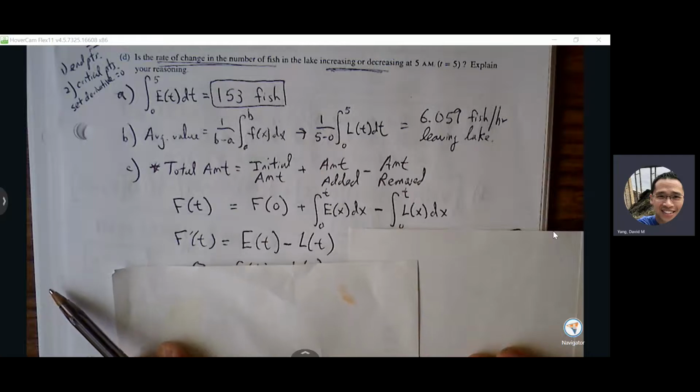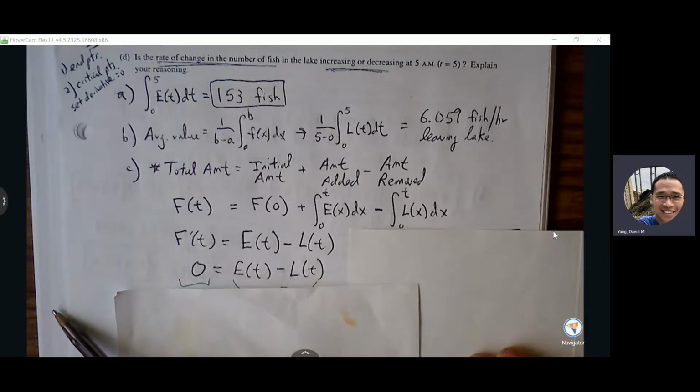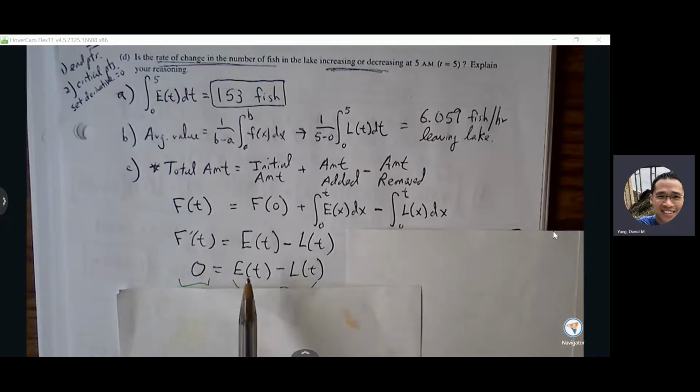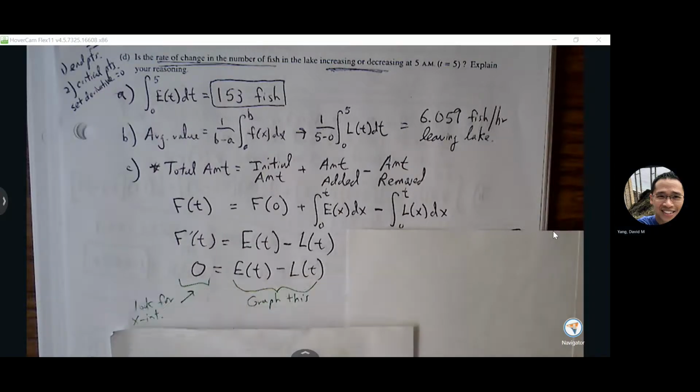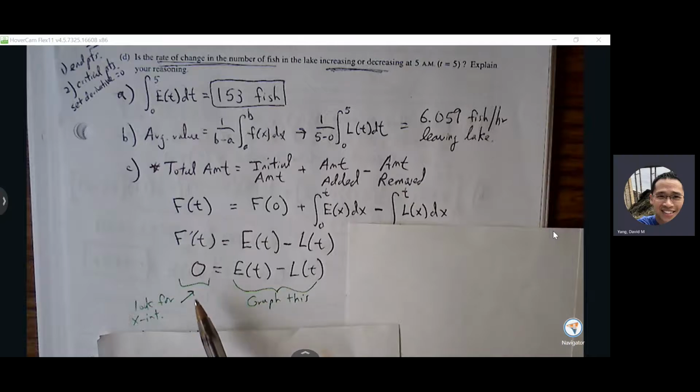And I want to find a critical point, so I'm going to set that equal to 0. So the strategy here is we're going to graph this E of t minus L of t graph and see where it crosses the x-axis. And that will tell us the solution, or the critical point, that we're looking for.